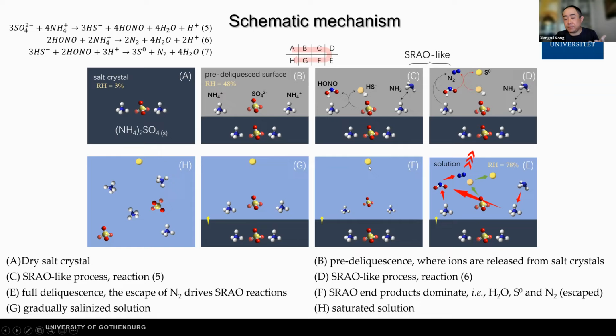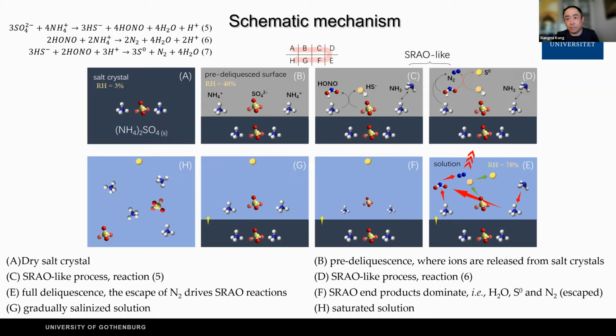But we know that this is not stable, right? Because we have only 78% of the RH and the pure water is not stable under these conditions. So what's happening is that the water keeps dissolving the salt. So the concentration of ammonia and sulfate is continuously increasing. And in the end, we reach the stable state of the system, which is the saturated solution of the salt.